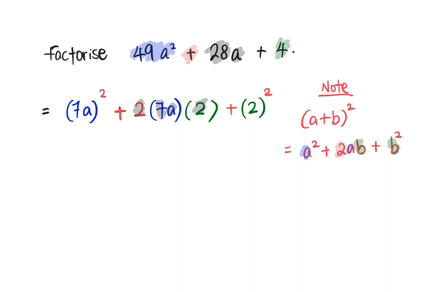So everything pieced nicely into it, and therefore I would be able to write my final answer in the factorized form. And in the factorized form, I need to know what is my a. In this case is 7a. And what is my b? My b would be 2.